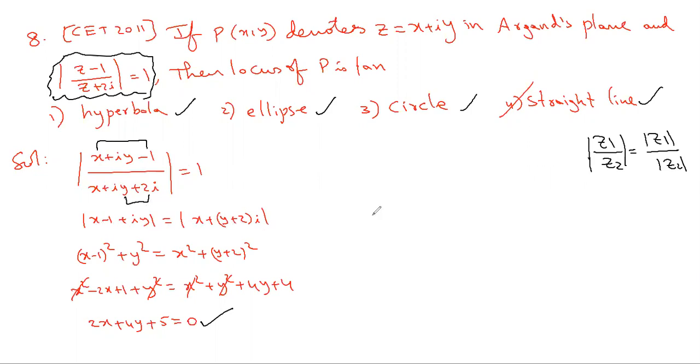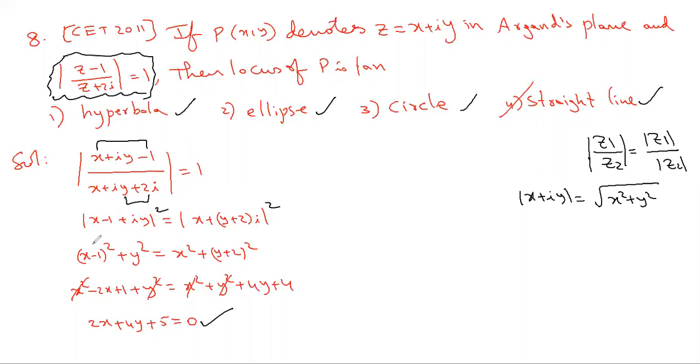Now, the mod x plus iy formula is there. What is that? Under root x square plus y square. So I can square on both sides so that I'll get mod square. So there is no need of writing the square root. Otherwise, instead of writing the square here, you can write the square root here, and in the next step you can cancel the square on both sides also.